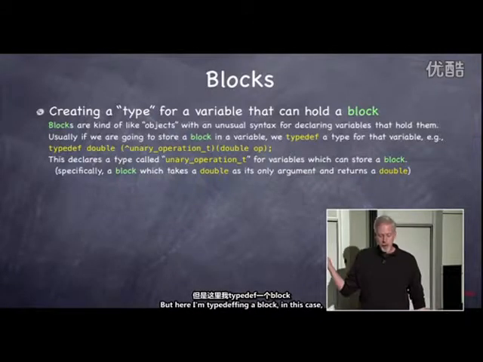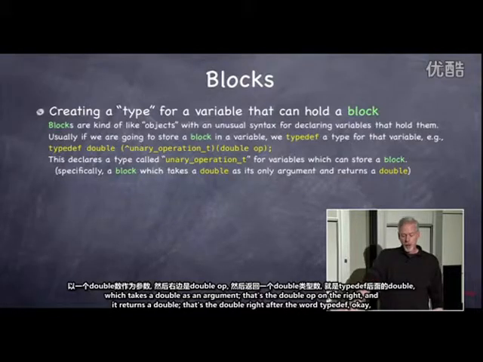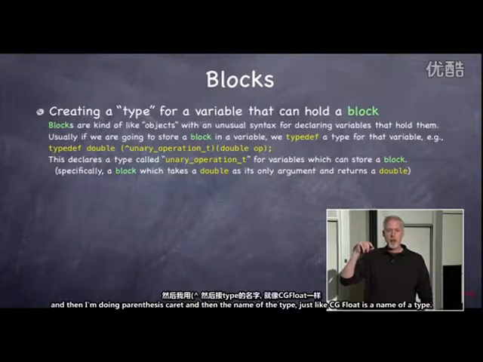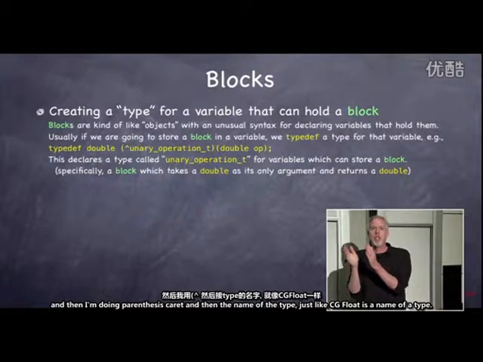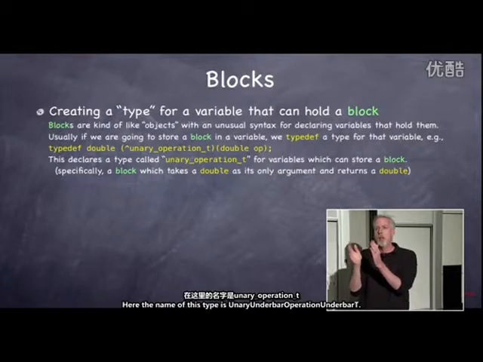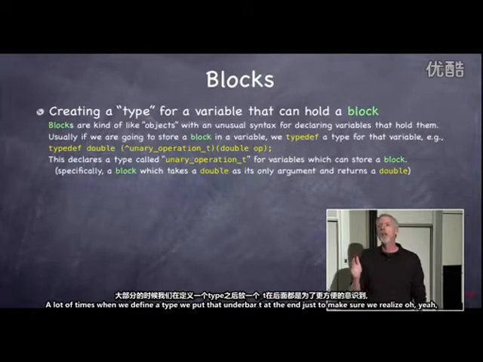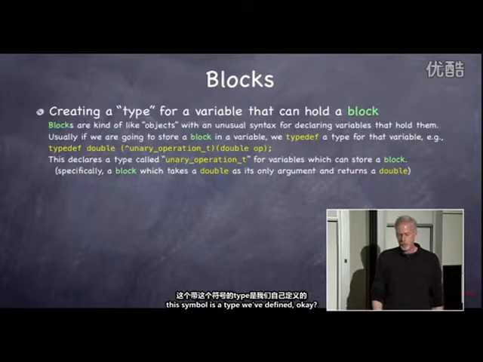But here I'm typedefing a block, in this case, which takes a double as an argument. That's the double op on the right. And it returns a double. That's the double right after the word typedef. Okay? And then I'm doing parentheses caret and then the name of the type. So like CGFloat is the name of a type. Here the name of this type is unary_operation_t. A lot of times when we define a type, we put that _t at the end just to make sure we realize, oh yeah, this symbol is a type we defined.